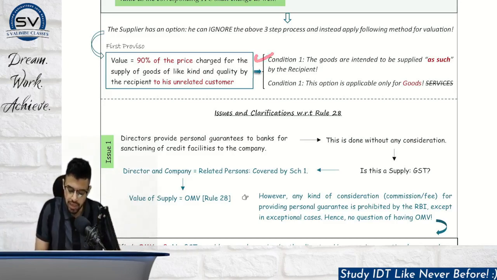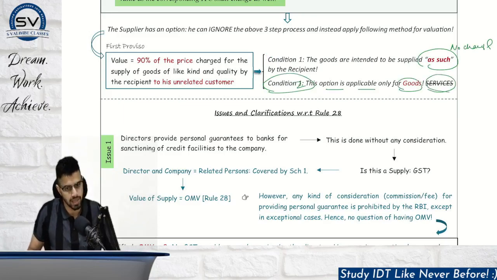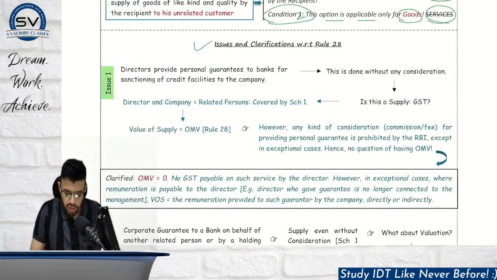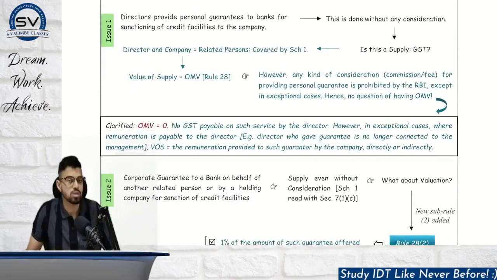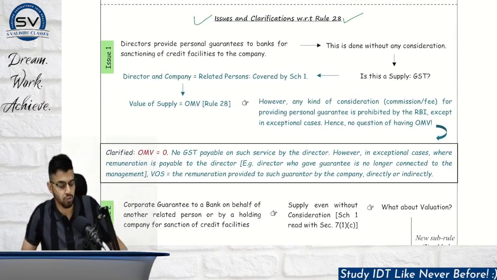So this condition is that goods are intended to be supplied as such, meaning no change. And condition number 2, that this option is applicable only for goods, not services. Okay. Issues and clarifications around rule number 28. This was covered by your amendment for May 24.